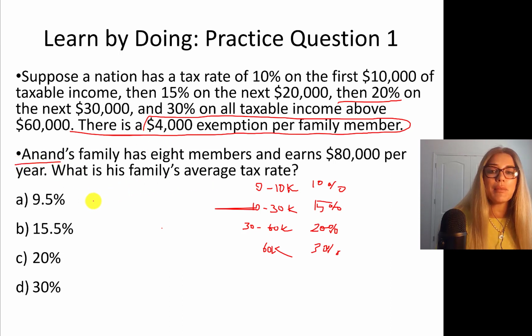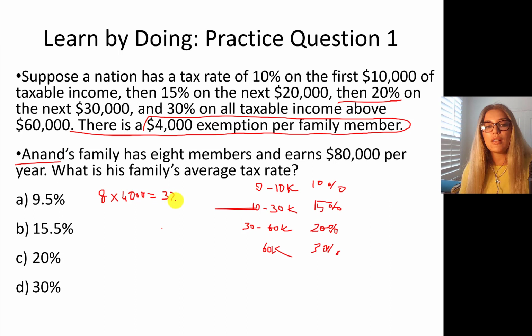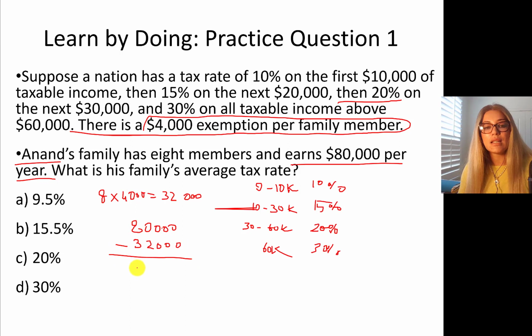Anand's family has 8 members. 8 times 4,000 is $32,000. The family earns 80,000 per year. That's a very crowded family. 80,000 minus the exemption of $32,000 gives $48,000, which is his taxable tax base.